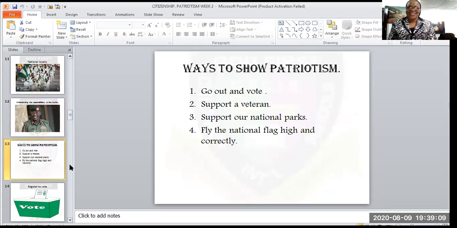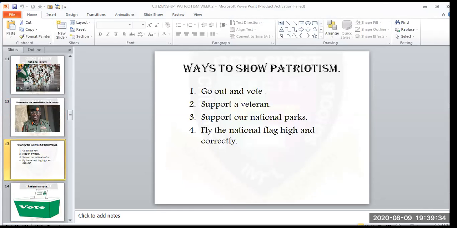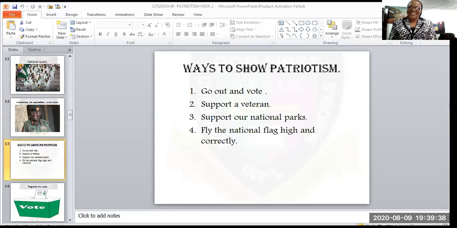Are we together? Now, how do we show patriotism? How can we show patriotism? Point number one, showing patriotism. We have to show patriotism. How? Ask me how. We have to go out and vote. We must be able to go out and vote. Once we attain the age of voting, we must go out there and cast our vote. It is our responsibility as Nigerians.